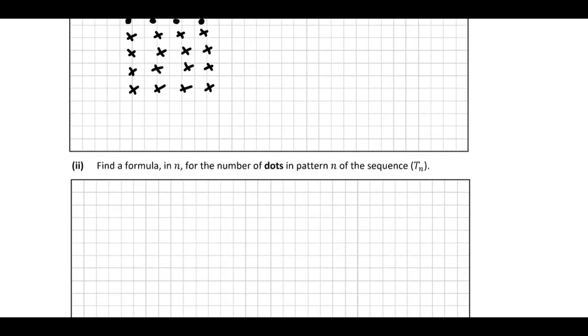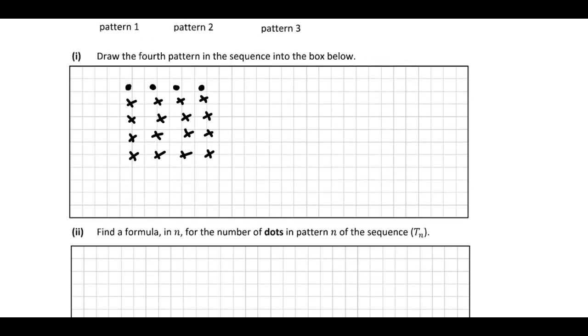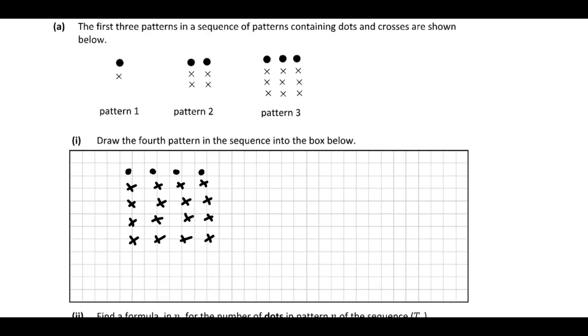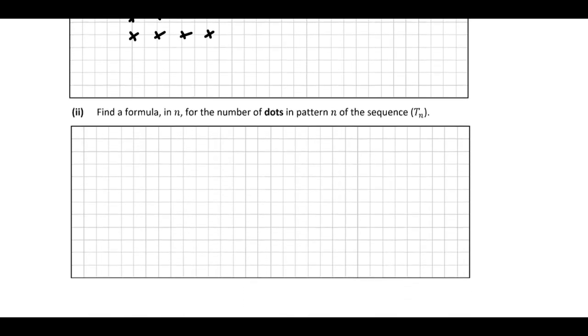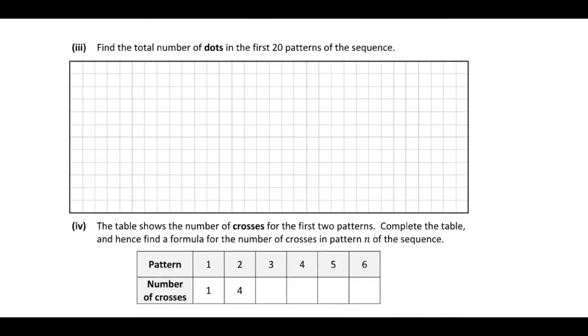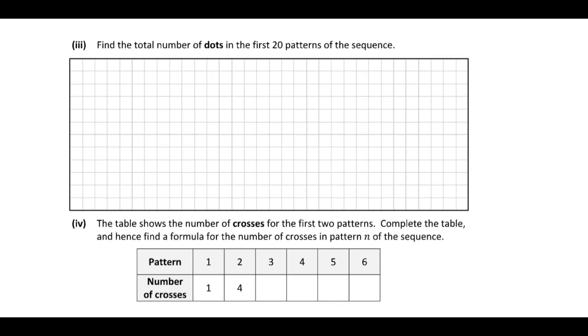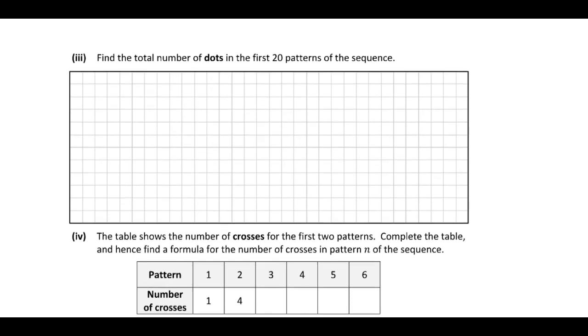Find a formula in n for the number of dots in the pattern n. So we have 1 dot, if you take this as being T1, T2, T3. So it's 1 dot for T1, 2 dots for T2, 3 dots for T3. So it's just simply going to be Tn is equal to n. Okay, so find the total number of dots in the first 20 patterns in the sequence.